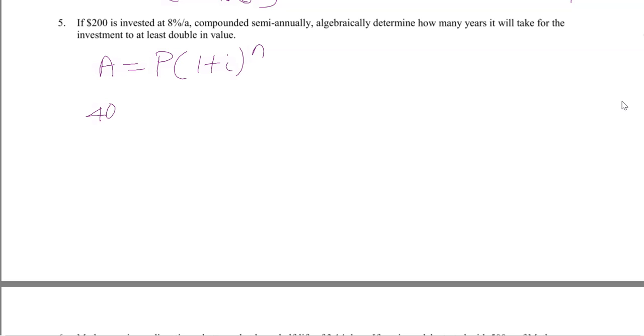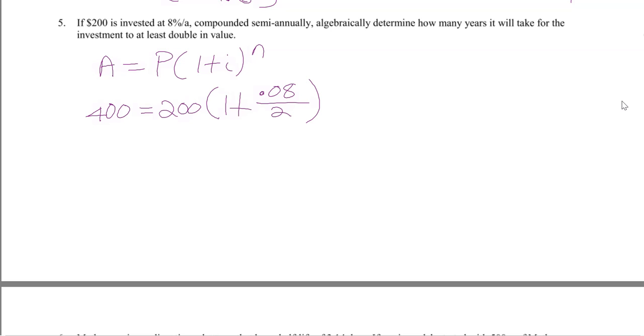So we want it to be worth 400. It's worth 200. Our investment, 8% is 0.08. Compounded semi-annually, you have to divide the interest rate by 2. Determine how many years it would take.